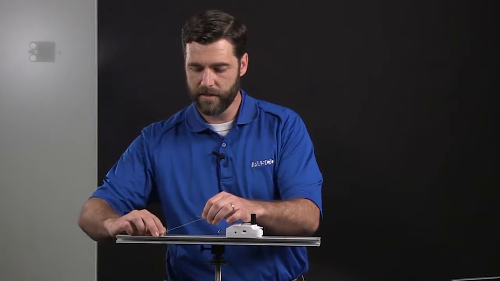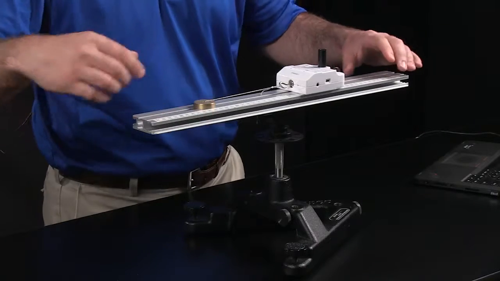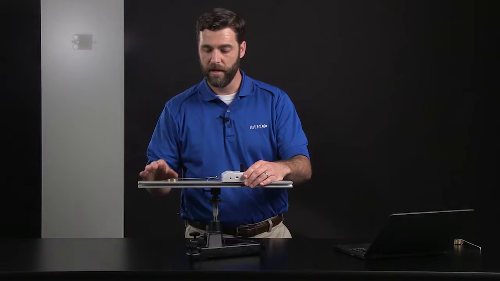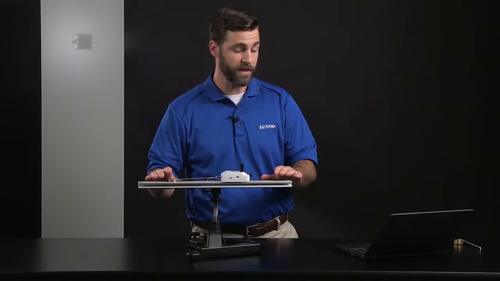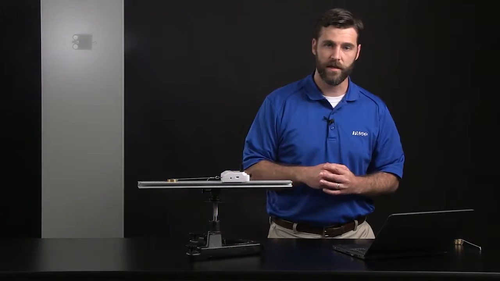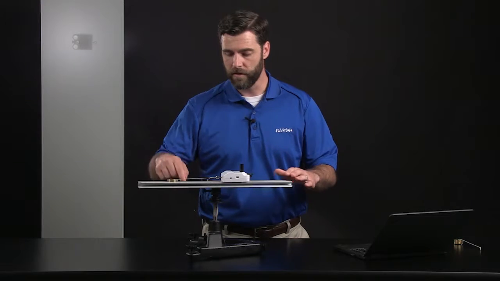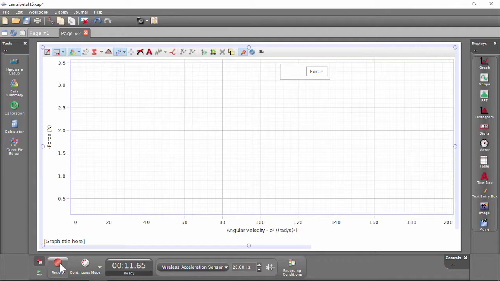And all I'm going to do is set this on the stage and then attach it to the hook on the sensor here. So now, when I spin the stage, there's going to be some forces that are experienced by the mass and the tension in the string here. We're going to use the sensor to measure those while simultaneously measuring the angular velocity. So for this activity, I'm going to be looking at a graph of force, or in this case, centripetal force, versus angular velocity squared, again, in the z direction. So I'm going to go ahead and spin the stage and start recording data.